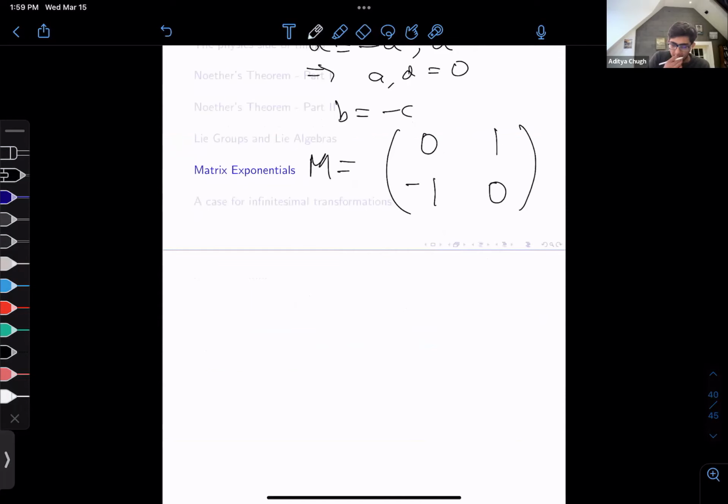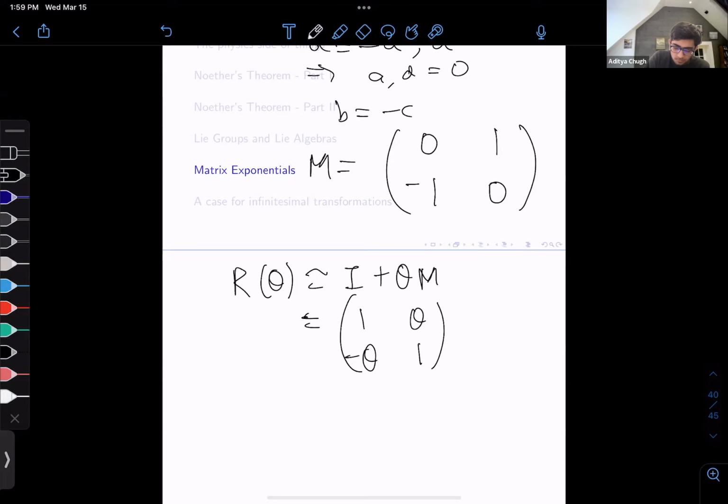We can look at now this parameterization of the matrix, which was essentially I plus theta M. So you would see that this is 1, theta, minus theta, 1. Well, approximately. Now, again, the actual rotation matrix.